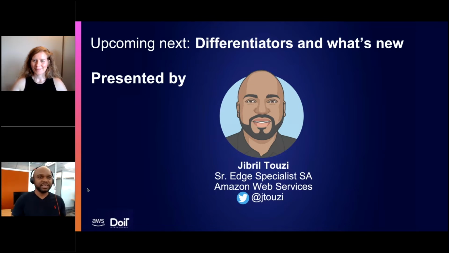My name is Jibril Touzi. I'm a senior edge specialist solutions architect with AWS. I help our customers innovate using our AWS serverless services and edge services.